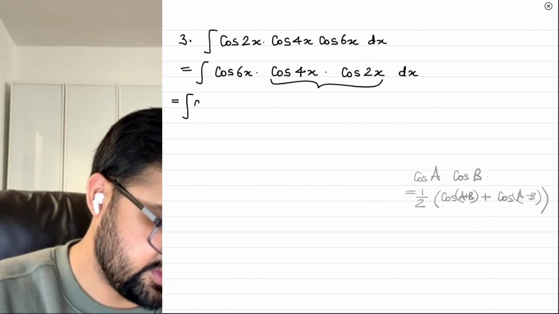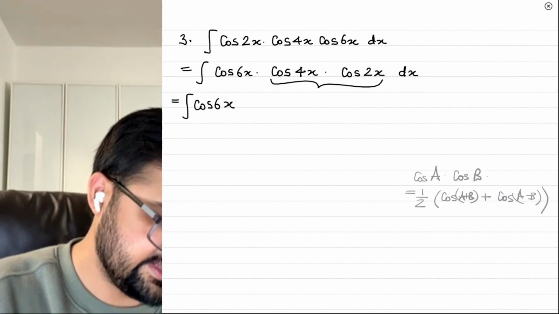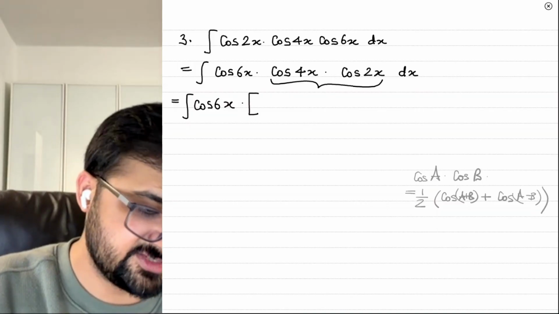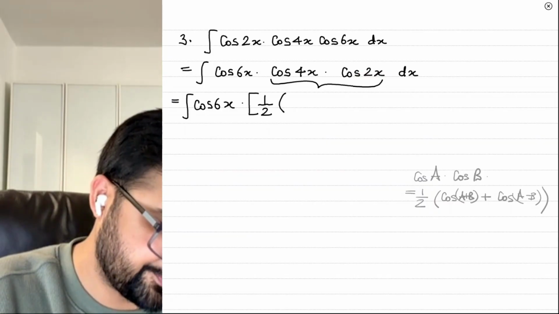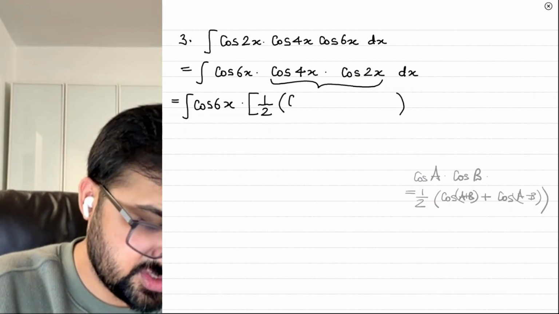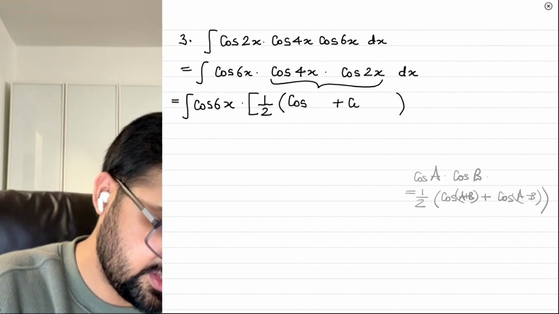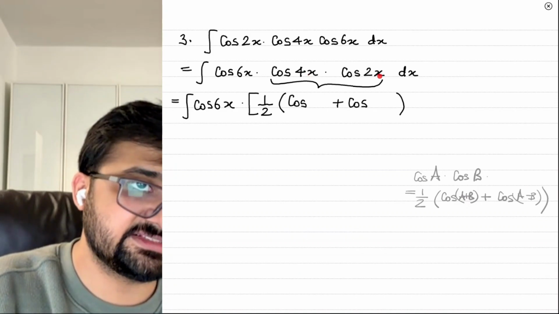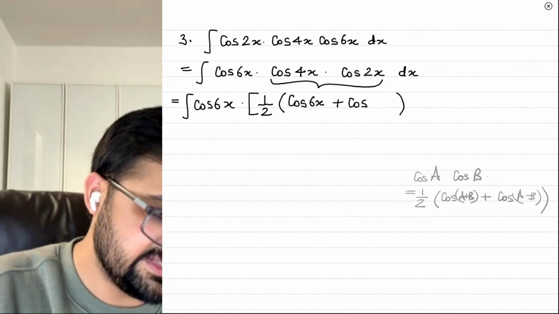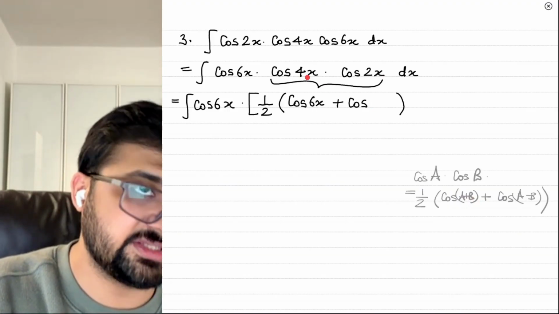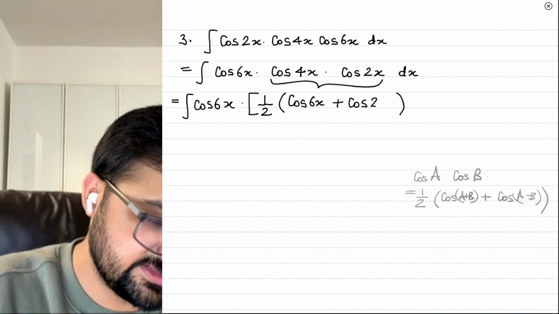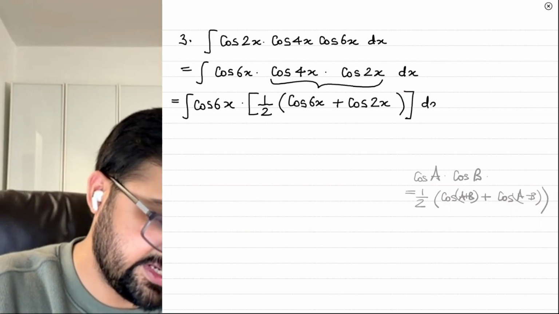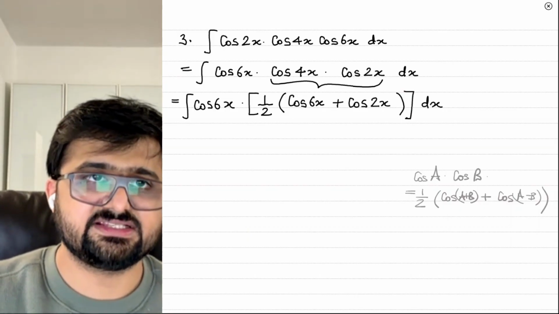So you get integration of cos 6x times, the formula starts with half, and it is cos plus cos. In the first, you add the two angles, so 4x plus 2x, 6x. In the second part, you subtract the two angles, 4x minus 2x, it is 2x. Close the bracket and write dx. I hope it makes sense so far.